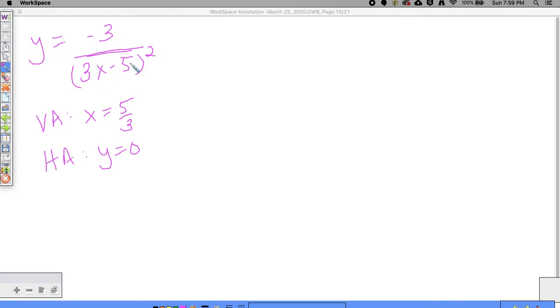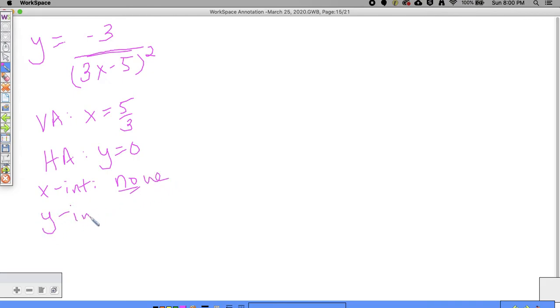So let's use our heads. If I have negative 3 divided by a giant number, right? Negative 3 divided by a billion, it's going to go to 0. So I know my horizontal asymptote is going to be 0. Okay? If I look at my x-intercept, that is when my numerator is equal to 0. When is my numerator going to be equal to 0? That's right. Never. So there is none. We don't have one. Okay?